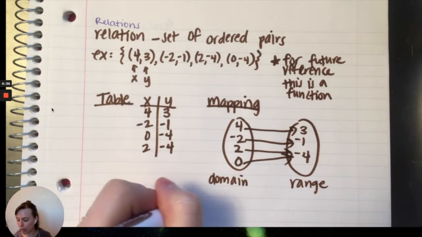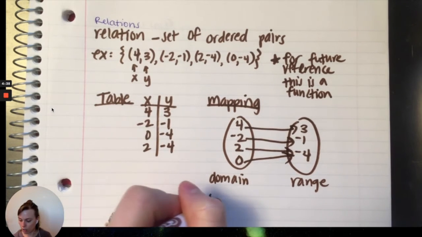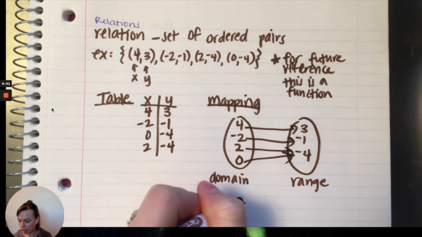So domain we can write in set notation as well. Domain is going to be, and typically we write it from least to greatest.